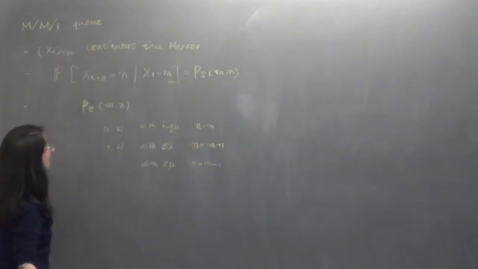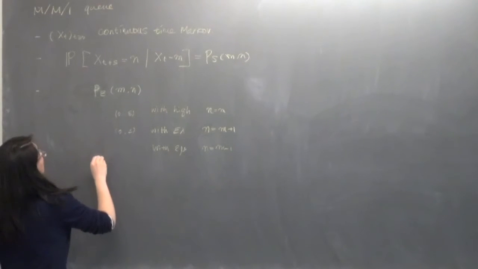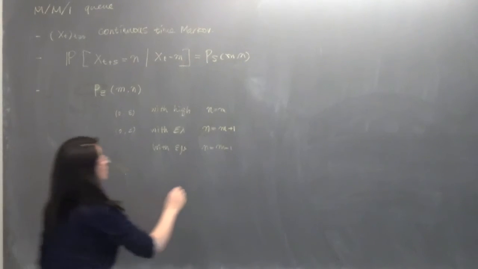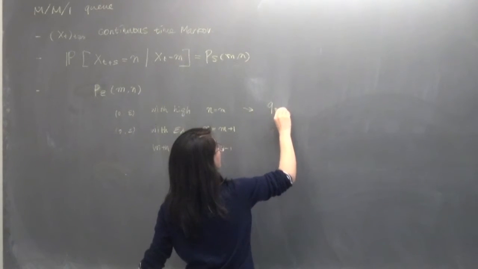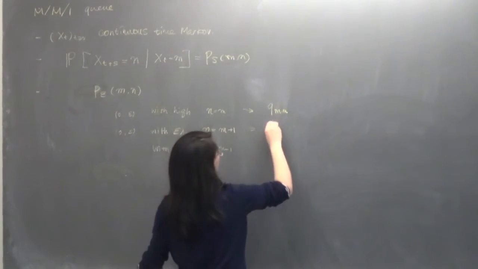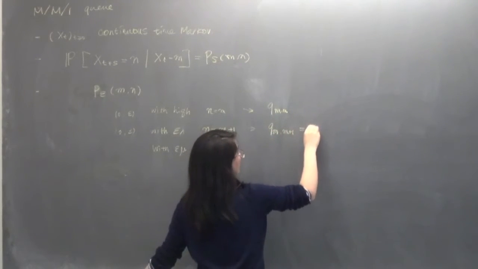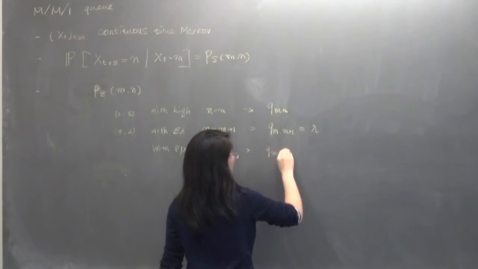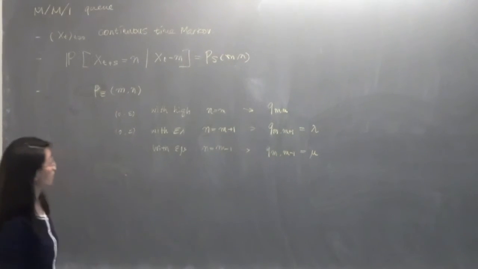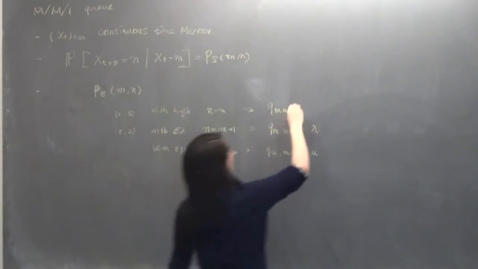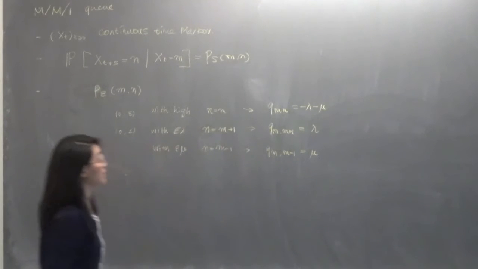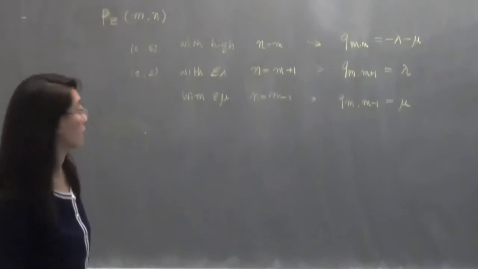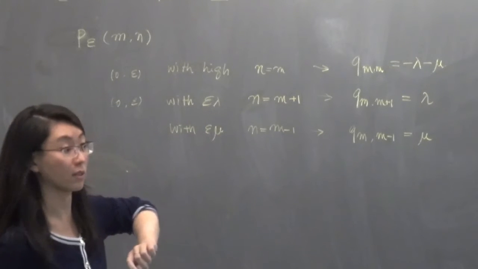So what do we have from this analysis? In fact, the infinitesimal generator Q_{mm} corresponds to the derivative of P_{mm}. Q_{m,m+1} corresponds to the derivative of P_{m,m+1}, and we know that it equals lambda. Q_{m,m-1} corresponds to m to m minus 1, and in this case the derivative equals mu. And in the first case, Q_{mm} is minus lambda minus mu. So before we calculate explicitly this P_s(m,n), we already know the generator of this continuous process.